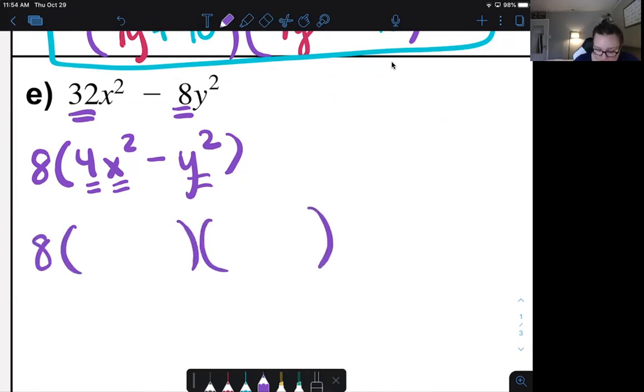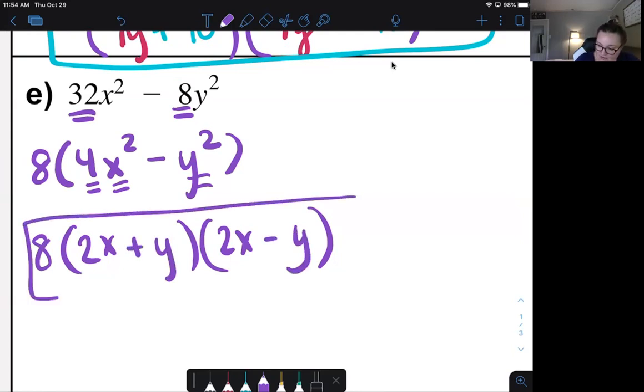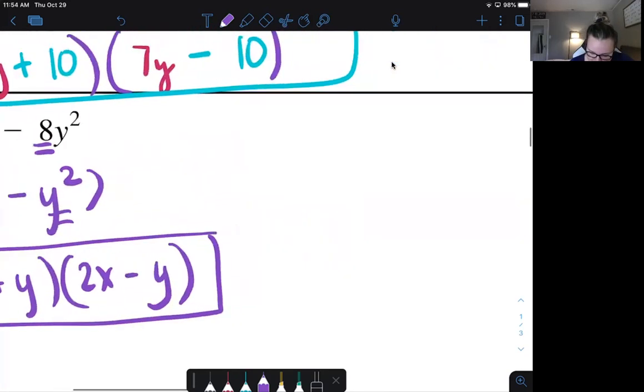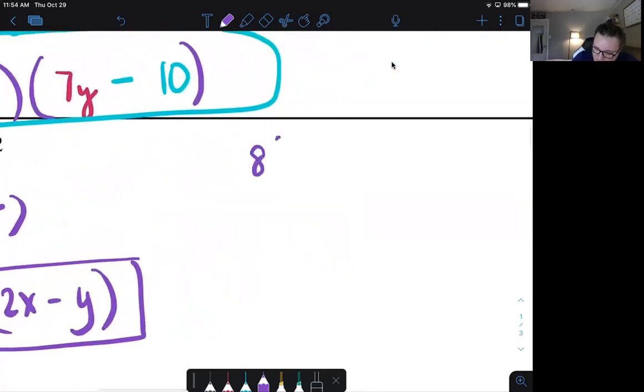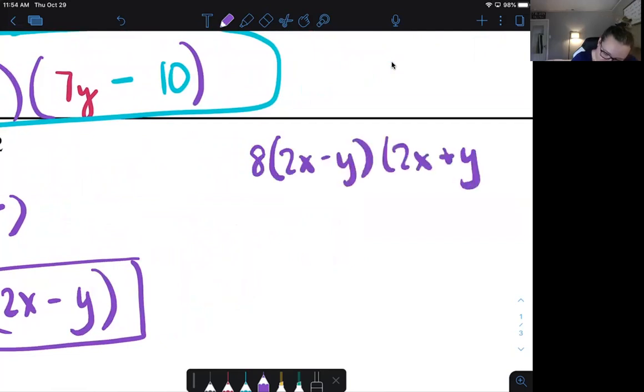So 2 times 2 would get me 4. X times x would give me that x squared. So 2x and 2x. Then y times y will get me y squared, and then a positive and a negative. And of course, we can multiply that back out just to make sure that this is our factors. So we have 8 times 2x minus y times 2x plus y.